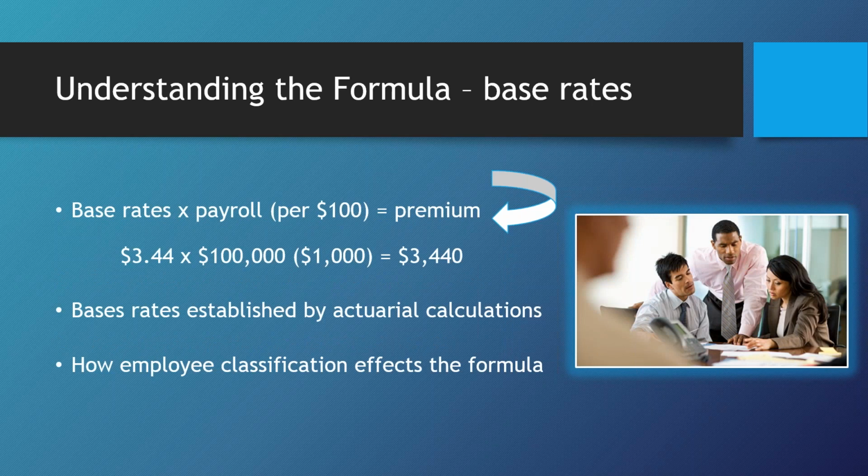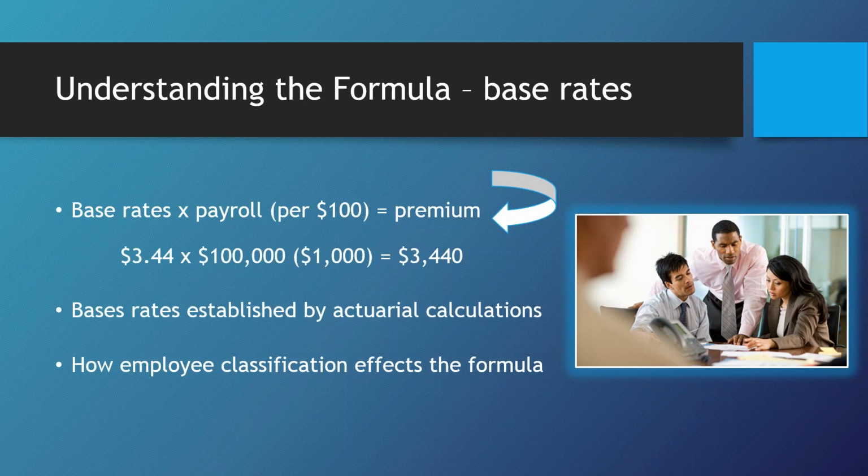Okay, a lot of you don't necessarily understand this formula, but it's a really simple one. You multiply the base rate by class code times the payroll, and then it's per 100, and that's how you get your premium. There's an example below that shows the $3.44 times 100,000 in payroll, and really you're dropping 2 zeros. So you really times it by 1,000, and that's how you get a premium of $3,440. That's an easy way to explain it to your insureds.